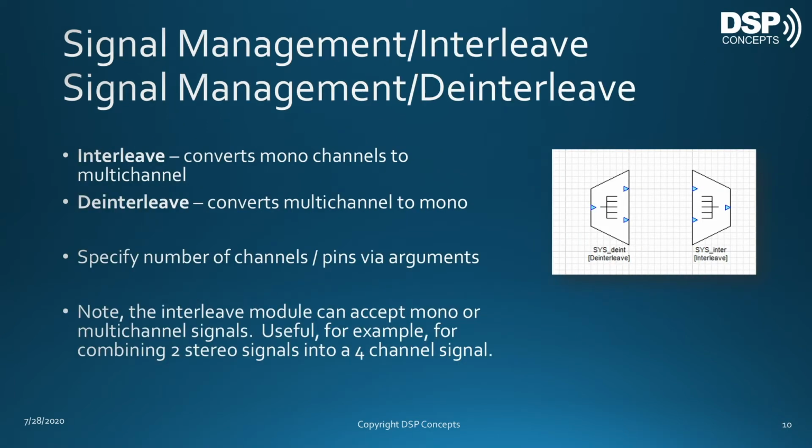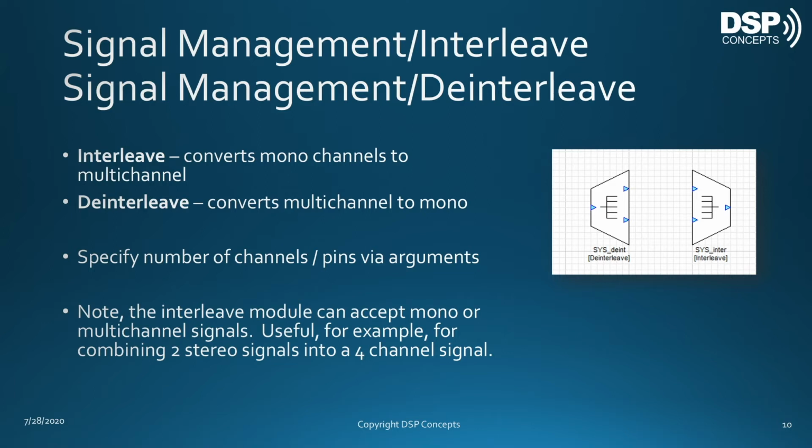Another very commonly used modules are the interleave and de-interleave modules. So interleave converts mono channels to multi-channel, and de-interleave does the opposite. Takes a multi-channel signal, converts it to multiple mono signals. In both cases, you specify the number of channels or pins via arguments. So in the example on the right, both of them are specified as 2-channel, and you can specify any number of channels.